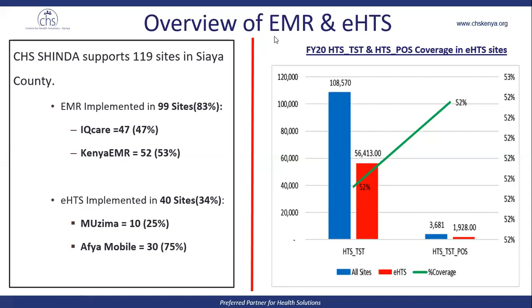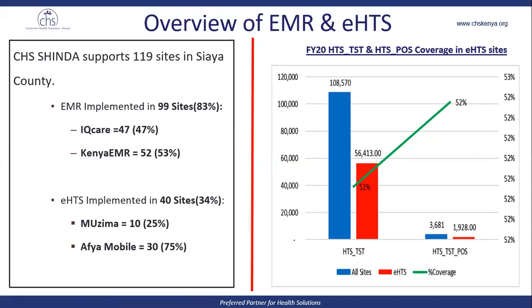So our EMR is currently at 99 sites. That is 83% of the sites we're supporting. We use two platforms, IQCare and Kenya EMR, and that also makes us use two eHTS platforms: M-Uzima and Afya Mobile, because M-Uzima is compatible with Kenya EMR, and Afya Mobile is compatible with IQCare. If you look at the next slide, it shows our coverage of eHTS.